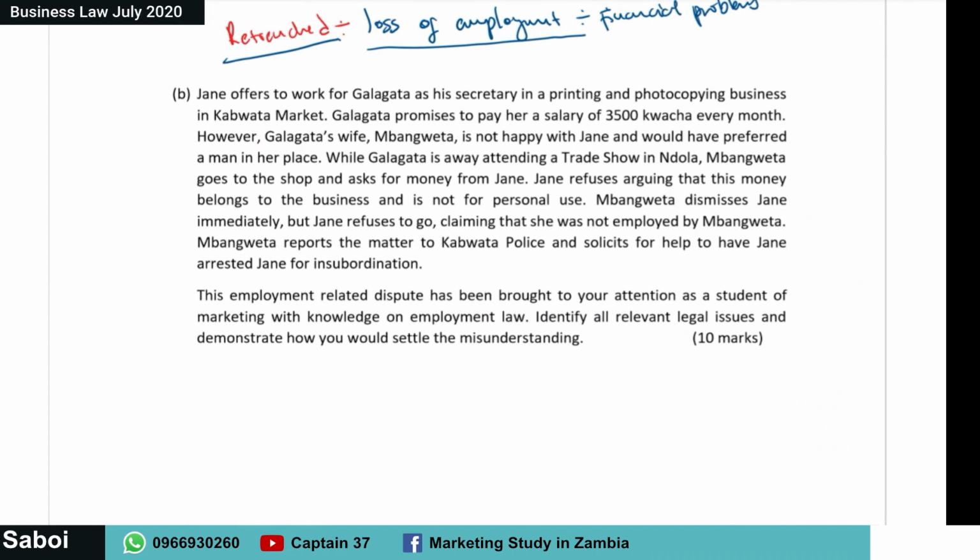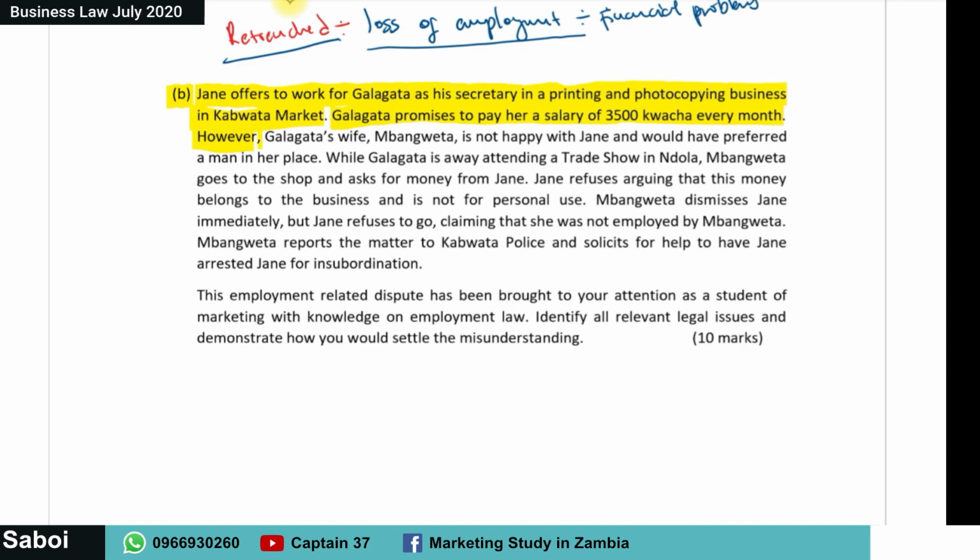Let's now turn to B. It's long, but let's read it together. Jen offers to work for Galagata as a secretary in a printing and photocopying business in Kawata Market. Galagata promises to pay her a salary of 3,500 kwacha every month.